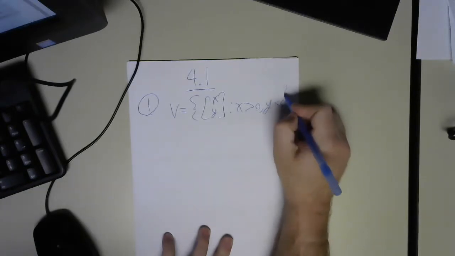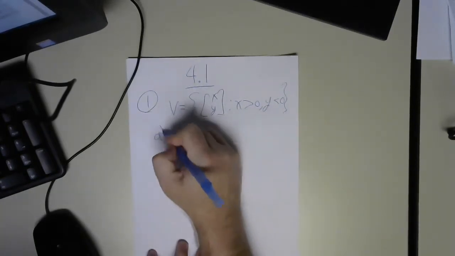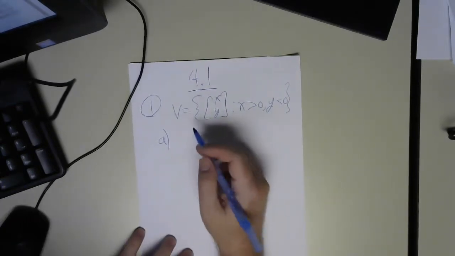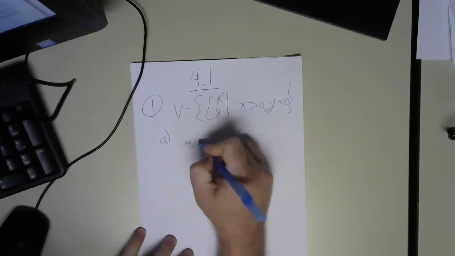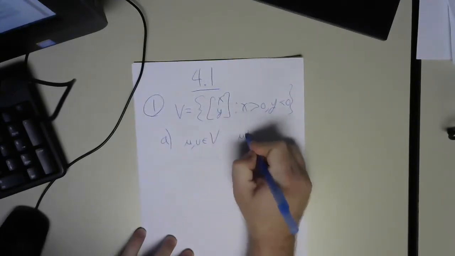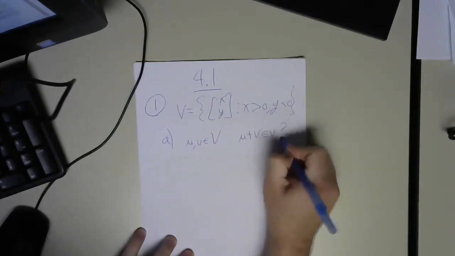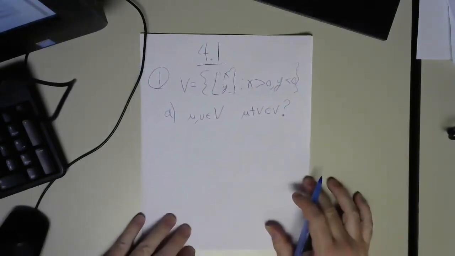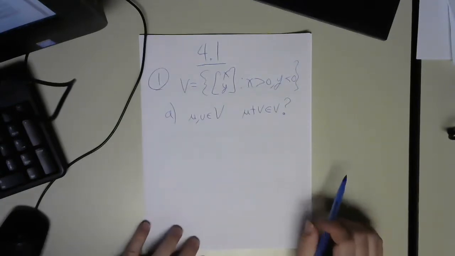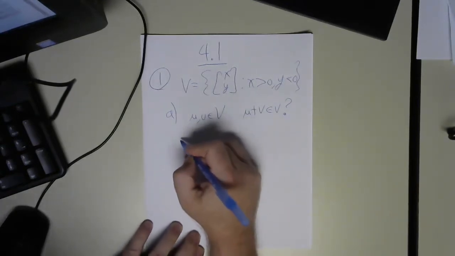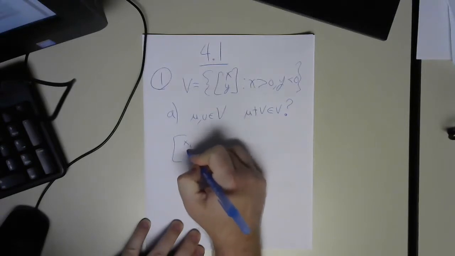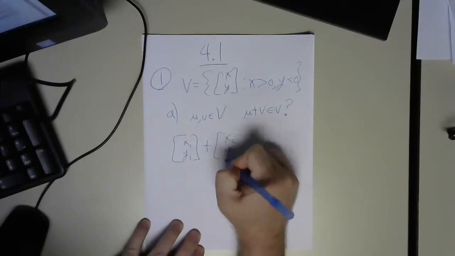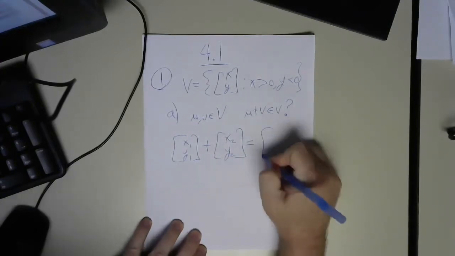Okay, so part A says, if u and v are in V, is u plus v in V? So u and v are in V, but is u plus v in V? That's the question. Well, I don't know. Let's see. We could let x1, y1 be in V, and we could also let x2, y2 be in V. So the sum is this.